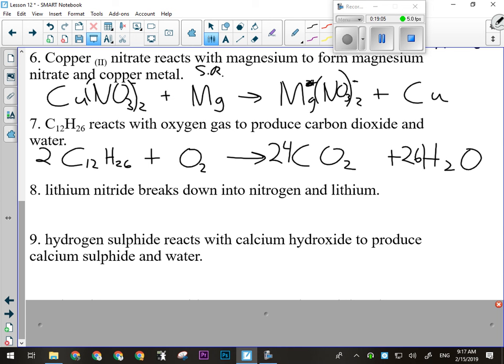Now I got to figure out how many oxygens I have. I have 48 oxygens here in the carbon dioxide. I have 26 more over here. Everybody with me on that? That should be 74, right? So I have 74 oxygens. 74 divided by 2 should be 37, yeah? So I need 37.